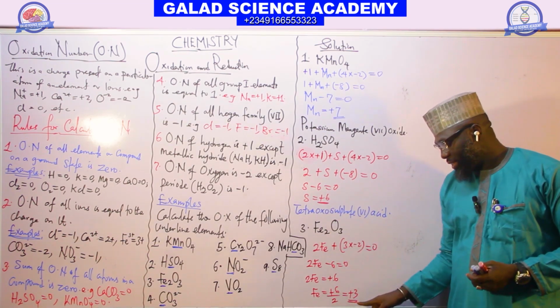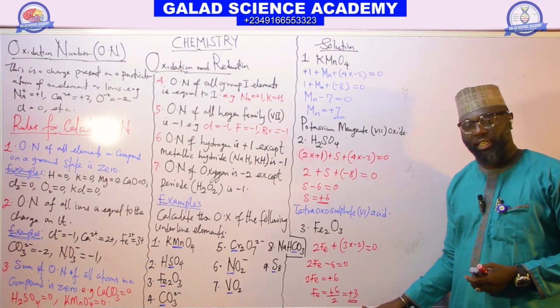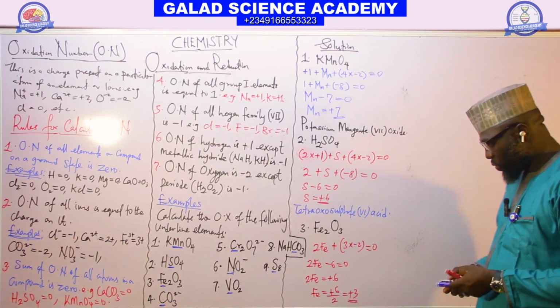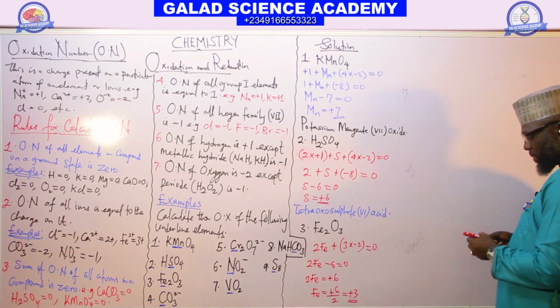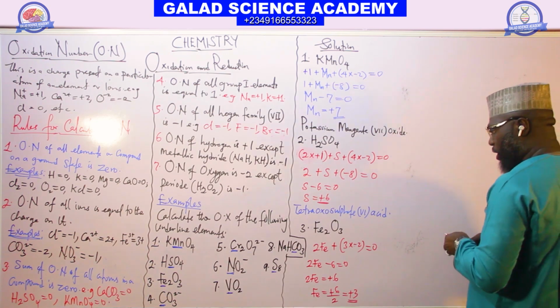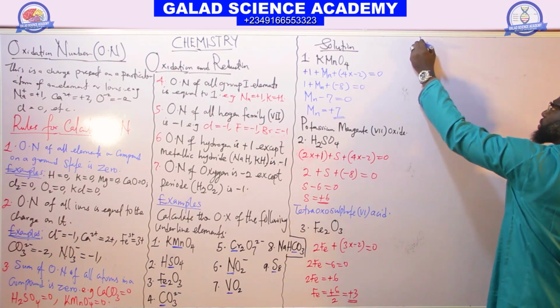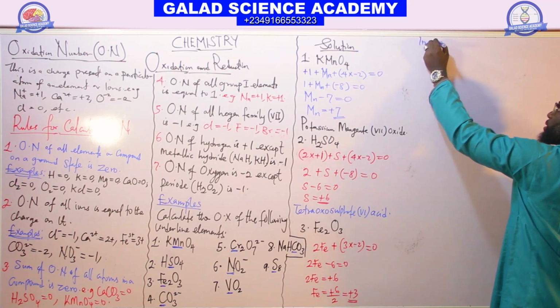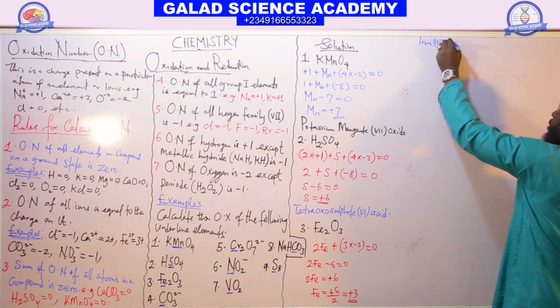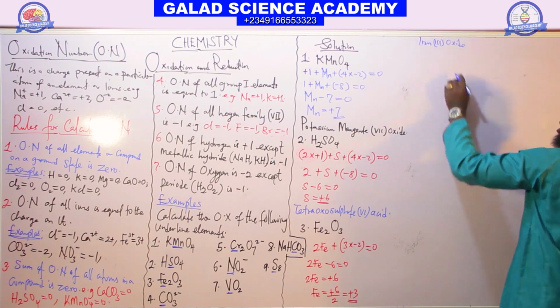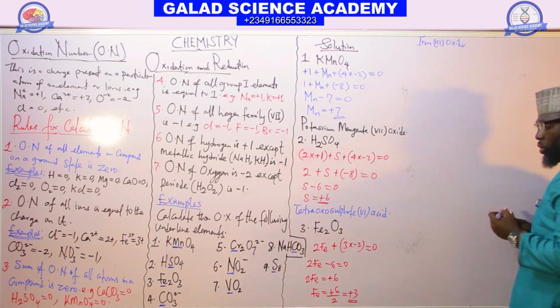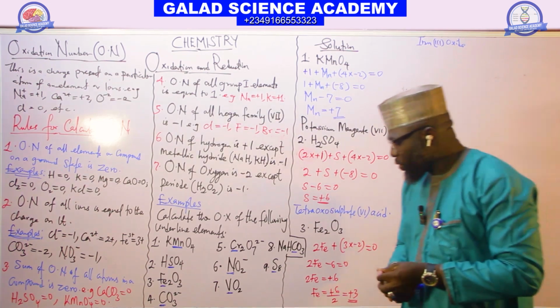So this compound, we call it what? Iron 3 oxide. The name of the compound, we call it iron 3 oxide. So the next one.